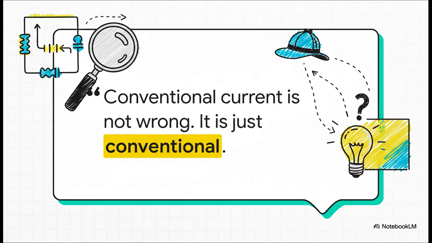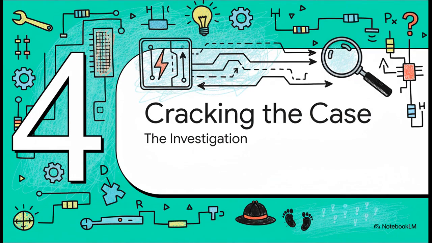It's just the standard way everyone agrees to draw schematics. And in that world, we say current flows from positive to negative. So just for now, forget the electrons and follow the flow from plus to minus. It makes everything way easier. So, we know which way the current's flowing, we know what the symbols mean, and we know how to read the map. It's time to put it all together. Let's apply this to a real-world mystery and actually crack the case.